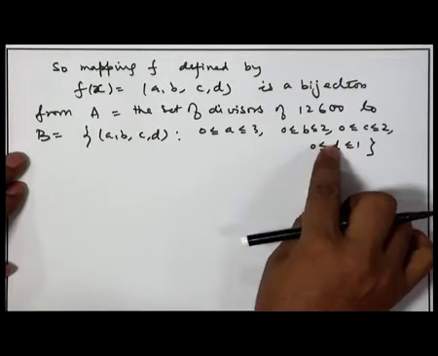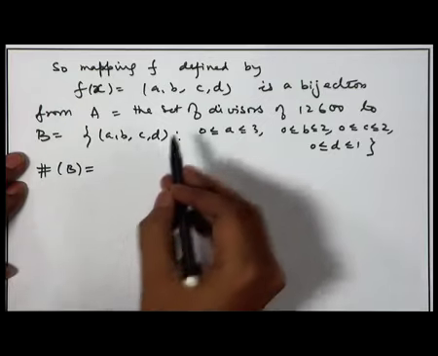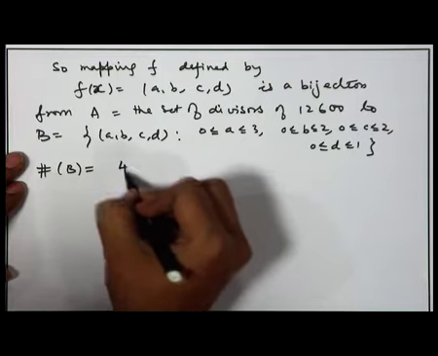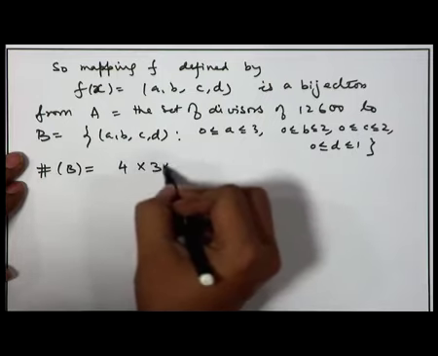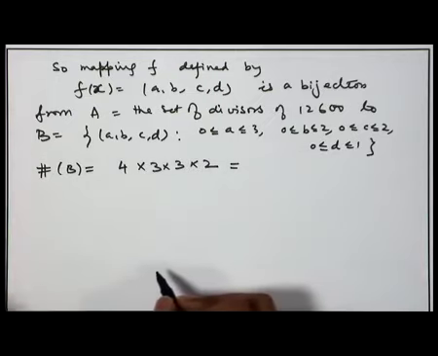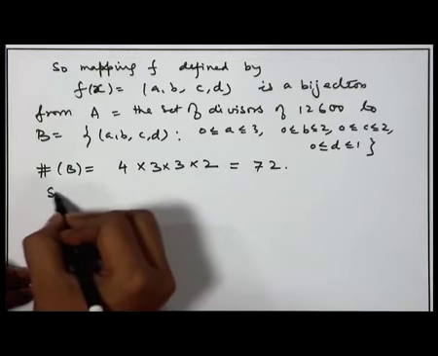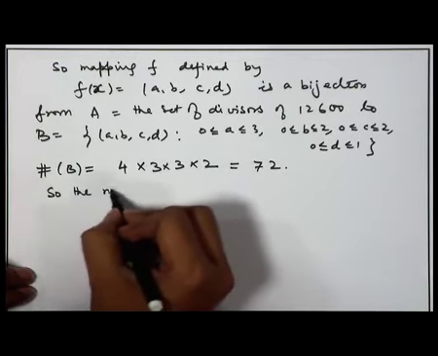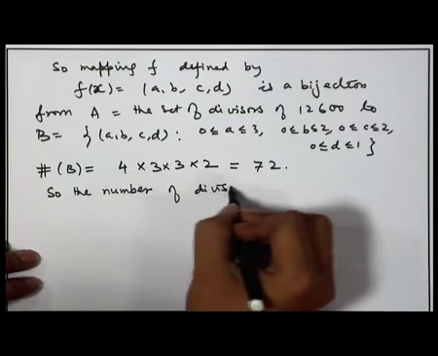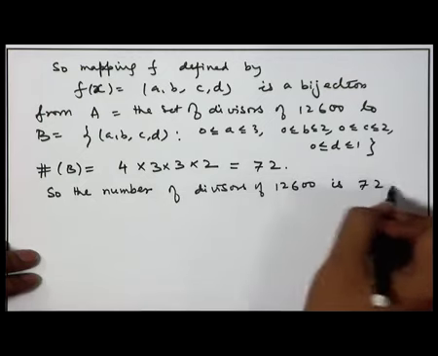Now, how many elements are here? Cardinality of B is: here you have 4 elements, here you have 3 elements, here you have 3 elements and here you have 2 elements. So, this is nothing but exactly 72. So, the number of divisors of 12,600 is 72.